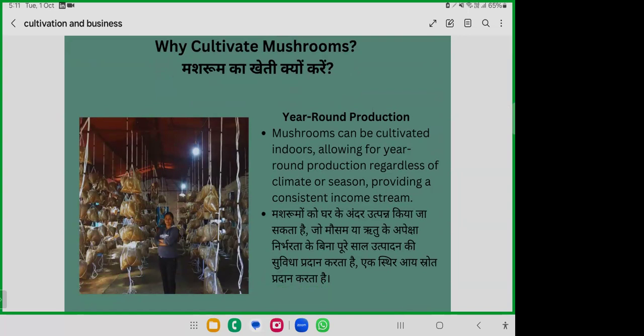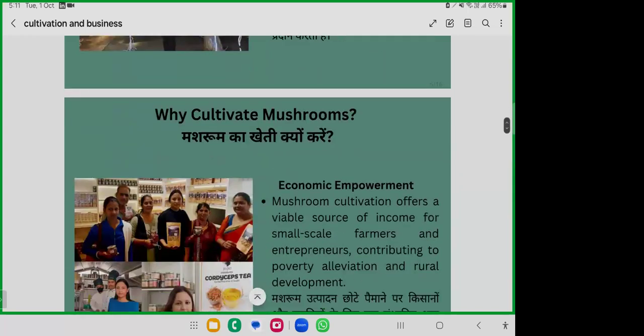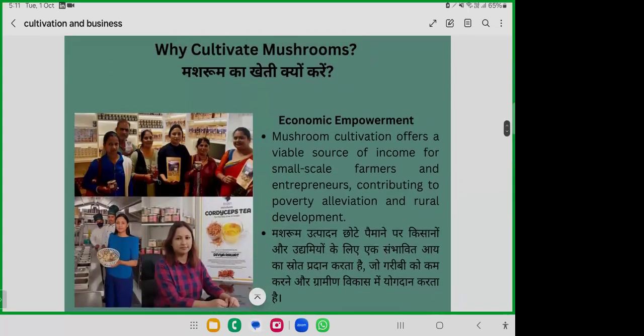So we can do this production round the year. Then economic empowerment, like we are also doing here, because I'm a social entrepreneur and we are using mushroom as a source of livelihood for the people.